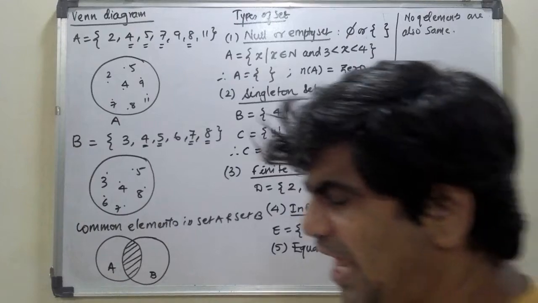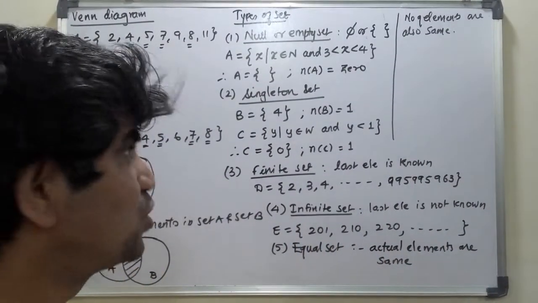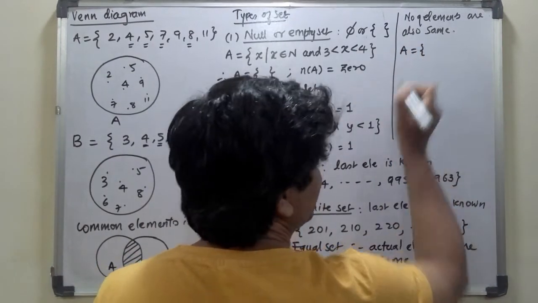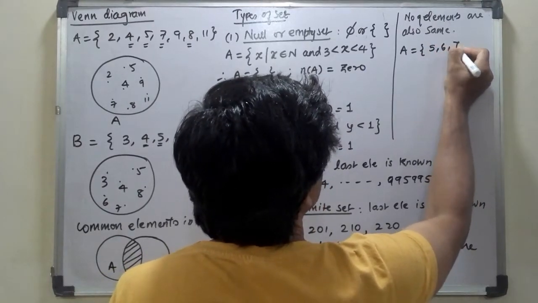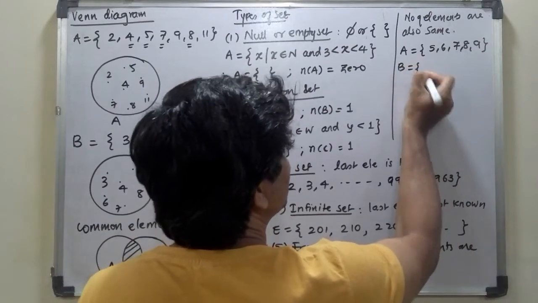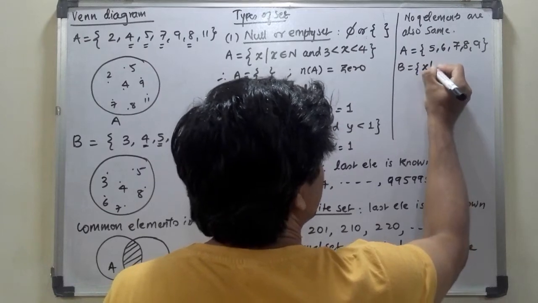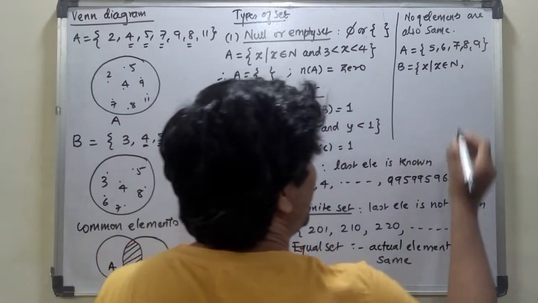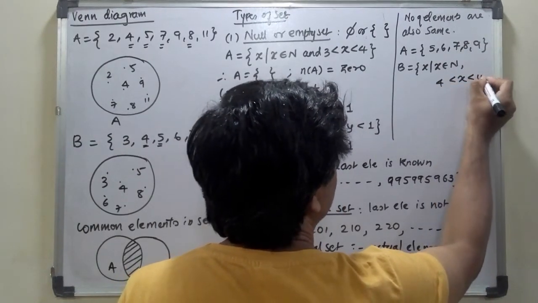Not only are the actual elements the same, but the number of elements is also the same. So let us go to this particular example. A is suppose 5, 6, 7, 8 and 9. And B is the set of all elements x such that x belongs to natural numbers and x is greater than 4 but less than 10.